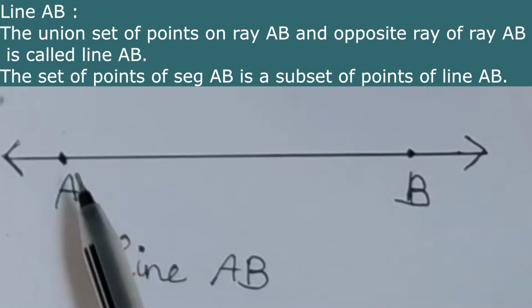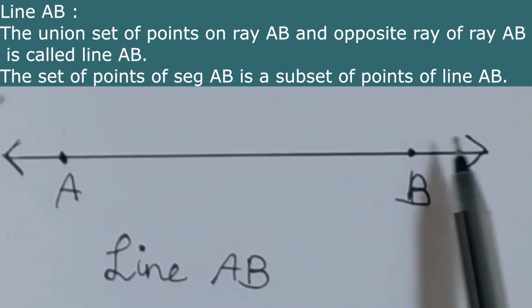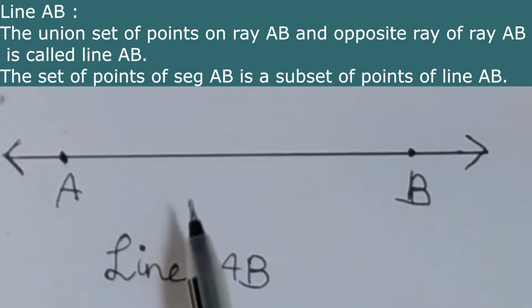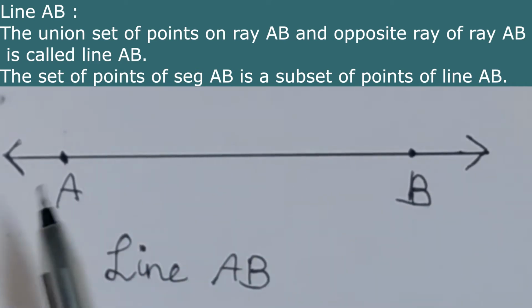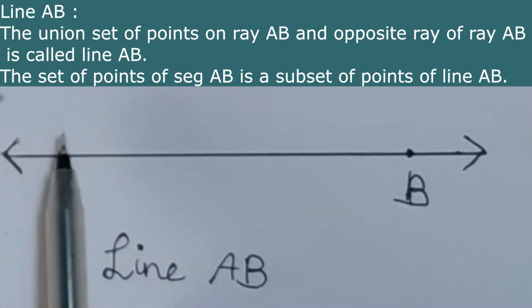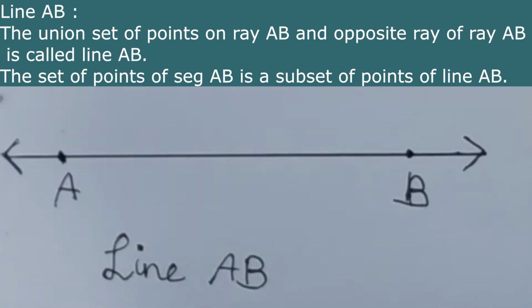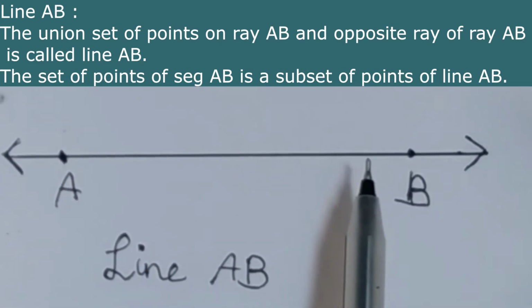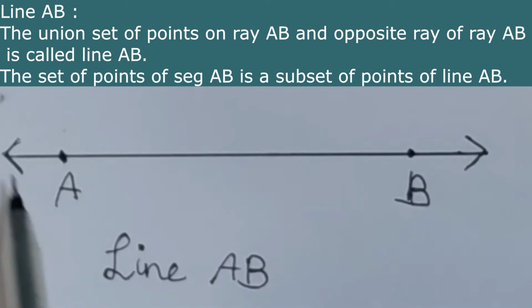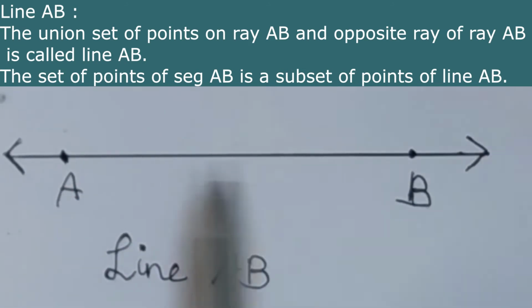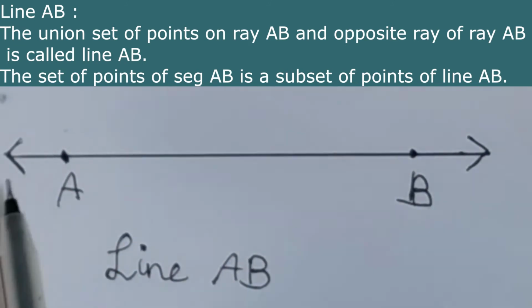Okay, so here in a line there are arrows on both sides, because it is the union of two rays. Okay, the union set of two rays. The opposite ray of AB is this side. Okay, this side also it will go on extending. So the union of all such points is called a line. And remember, a line will go on extending on both sides. So we put arrows on both sides.